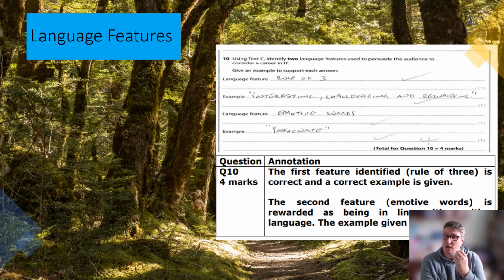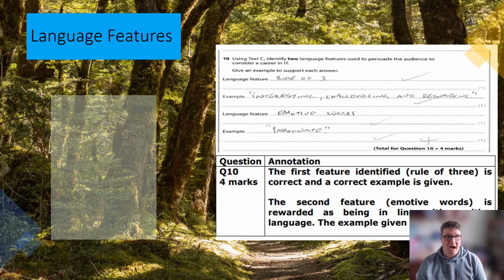Emotive words, words that create feelings and emotions in you. For example, here, passionate. So he gets another point for emotive words, and he gets another point for a good example. He's got 4 marks. He didn't write very much, and he got 4 marks for it. These are easy marks to get, but first you need to know the language features. Wouldn't it be useful if you had a decent teacher who was going to tell you all about them? Oh, look!